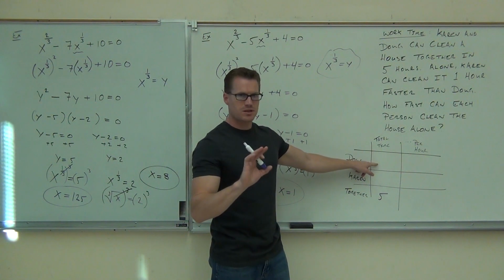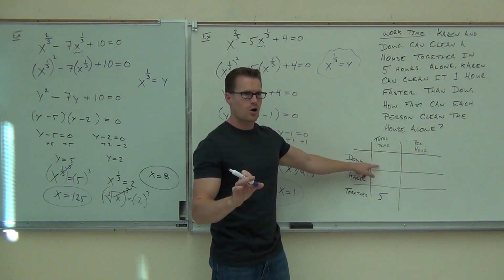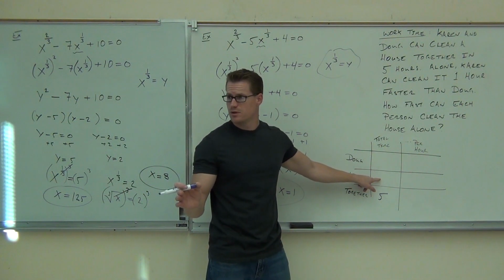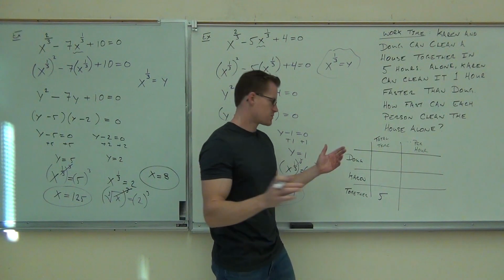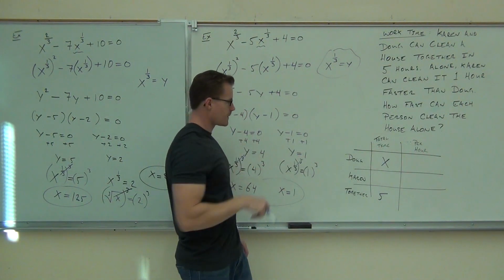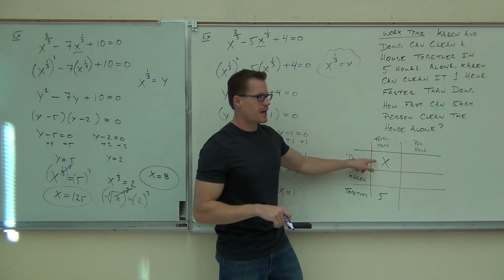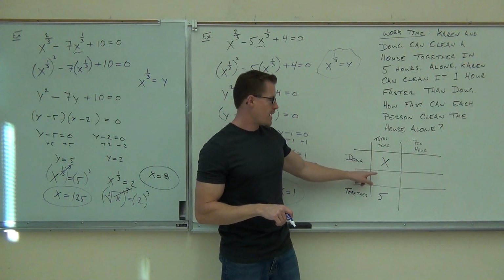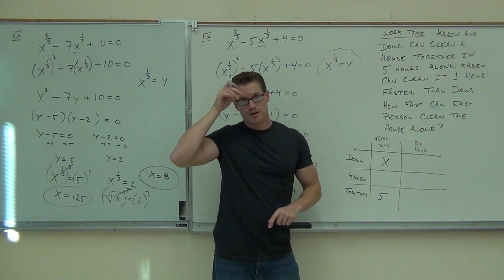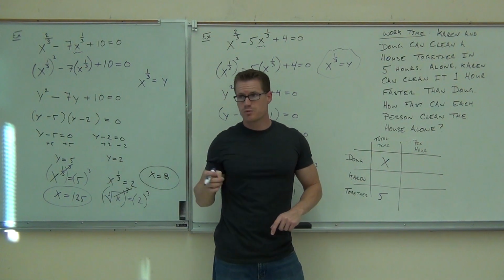So you can represent this two different ways, it doesn't matter. Call one of these things X. Call Karen or Doug X, because you don't know either of them, do you? I'm going to call Doug X, because it seems like an X kind of guy to me. So X. If Doug cleans it in X time, how fast does Karen clean it? Plus one, minus one. Plus one would be she cleans it slower.